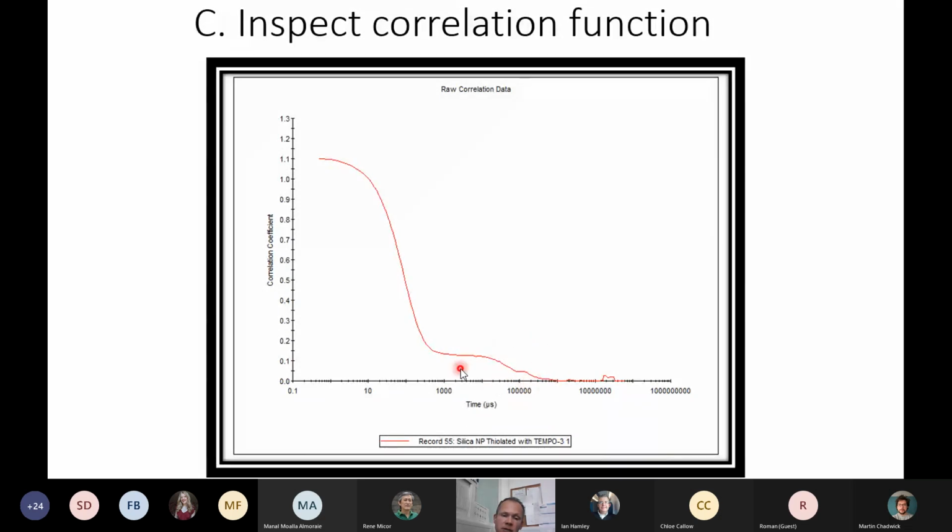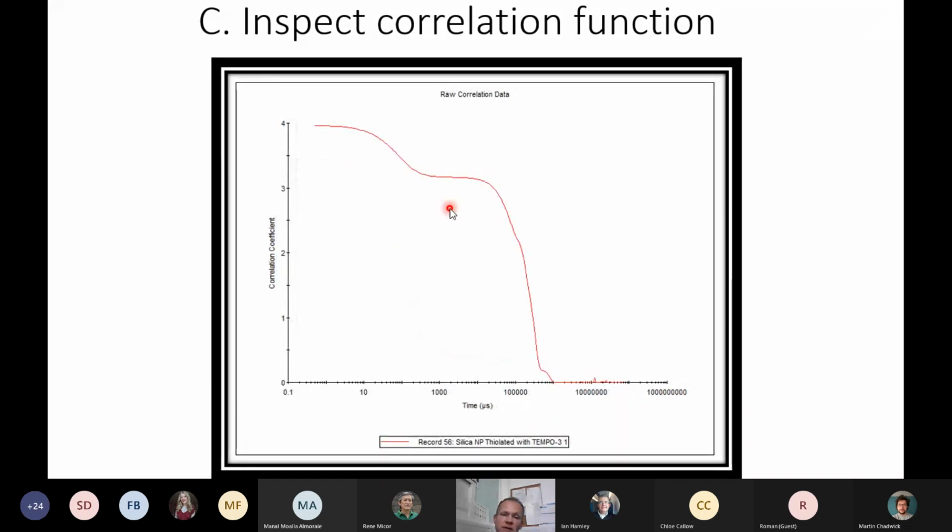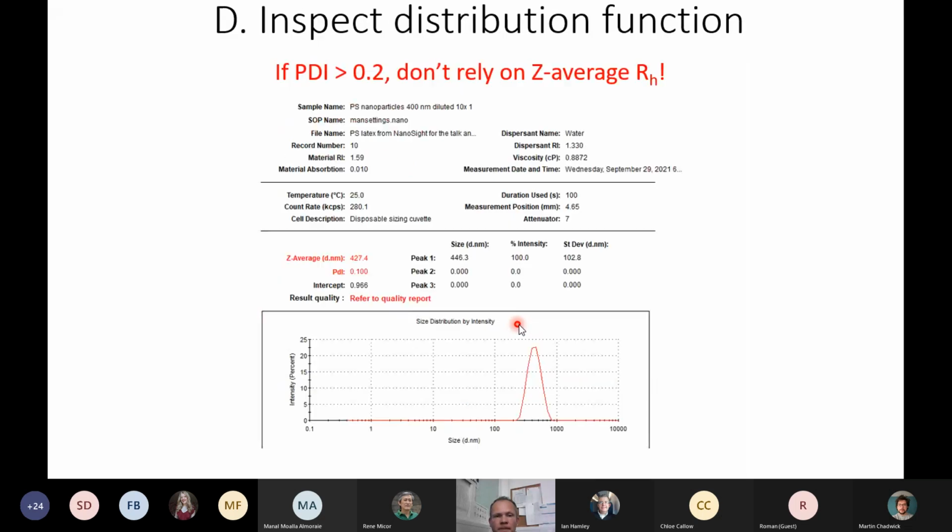And again, this is the point to start thinking about getting rid of some dust that somehow is a part of your solution. Or if you have this correlation function, this is just a tragedy. Again, don't try to analyze it. Don't try to read the value that the software will provide you, because it's just a software, right? It will give you some numbers, but these numbers of hydrodynamic radius are just bad. They are not real. Well, the program can calculate everything, right? But these data are not reliable at all.